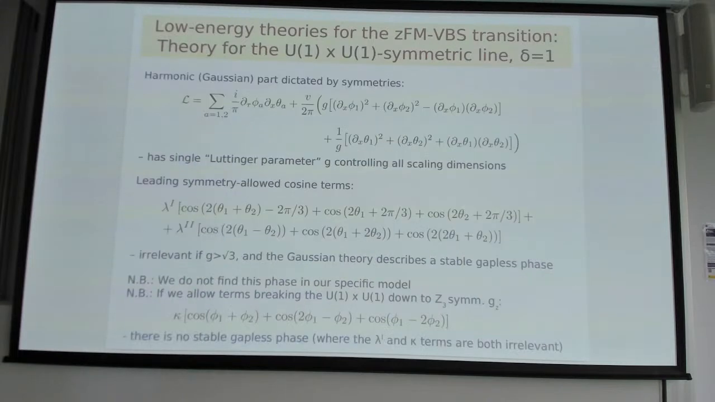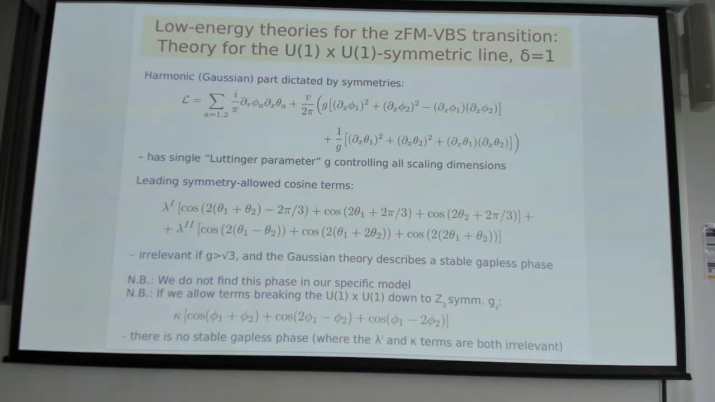And one can write down a bosonized theory for these two pairs of conjugate fields phi and theta. This theory is pretty constrained by symmetries. Turns out, besides velocity, which is just scaling of time and space, there is only one parameter, one Luttinger parameter. And this structure is forced upon you by the symmetries, in particular by this Z3 symmetry.